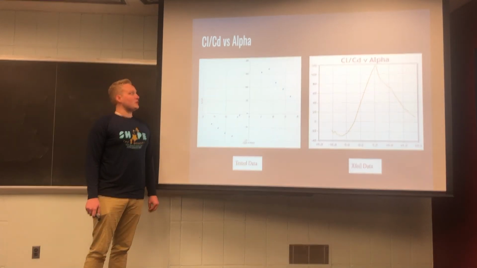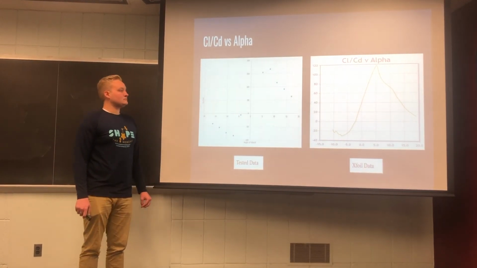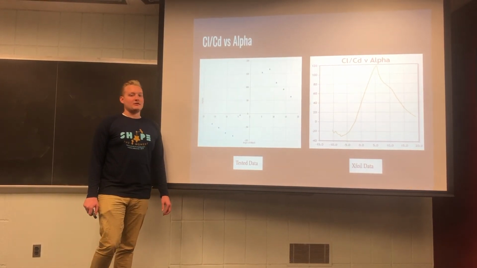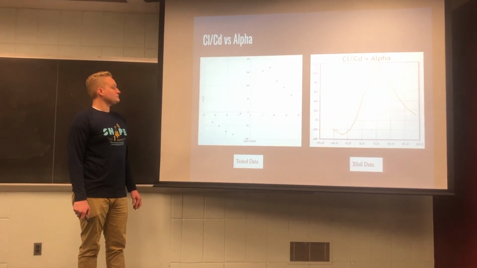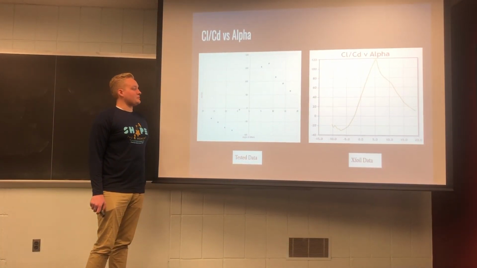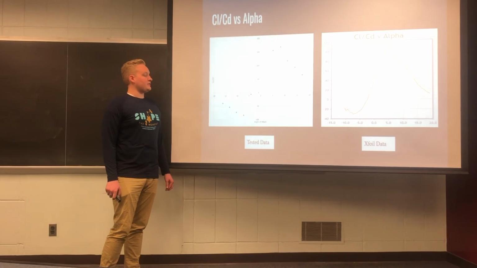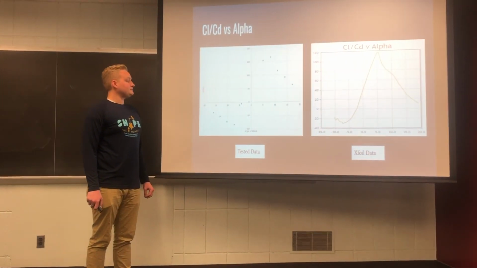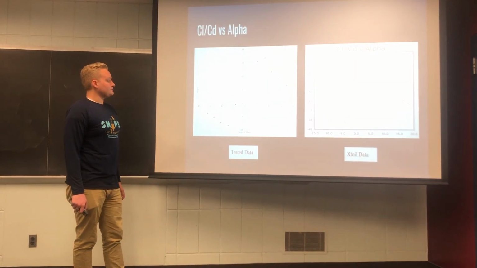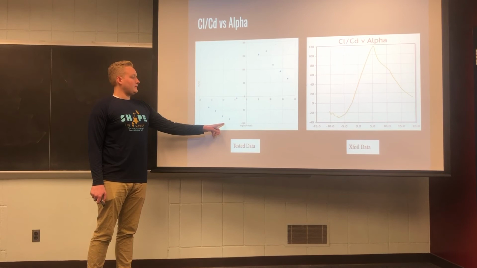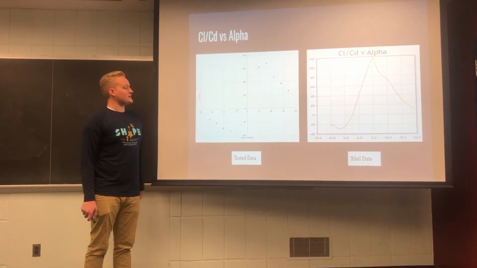Then we plotted CL over CD versus alpha. Again, on the left is our data, and on the right is the Xfoil data from airfoil tools. The shape of the graph between both of them is very similar, with the local minimum close to -5 angle of attack, and local minimum and local maximum at -10 and +10.